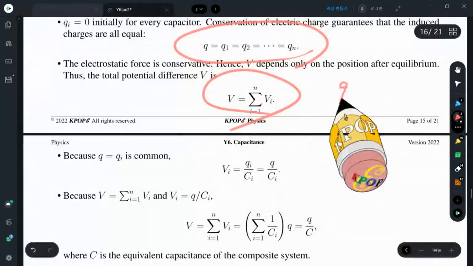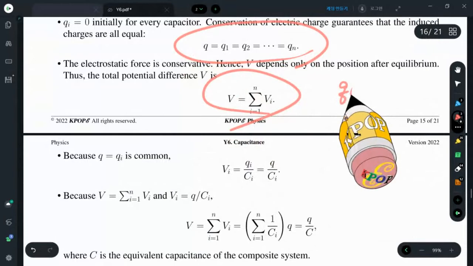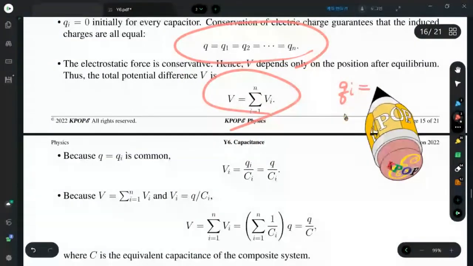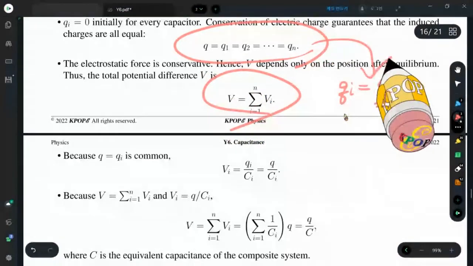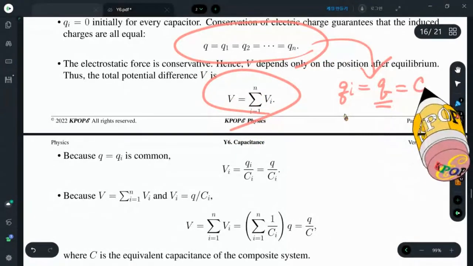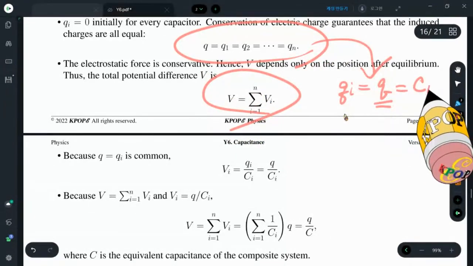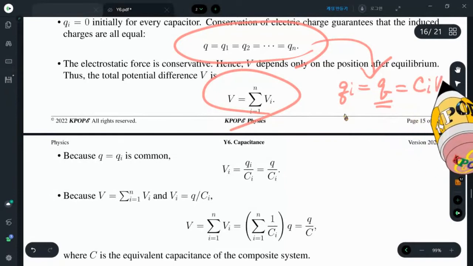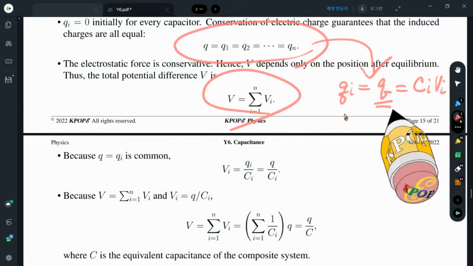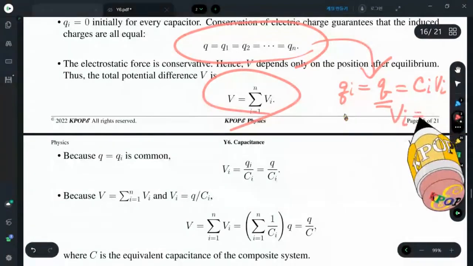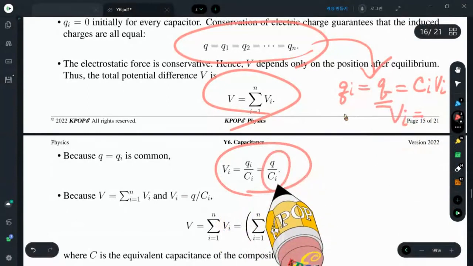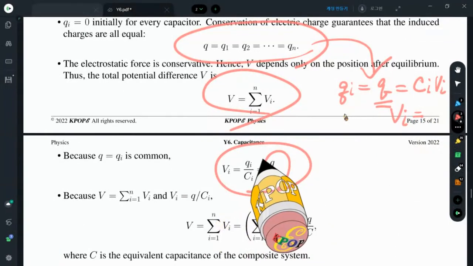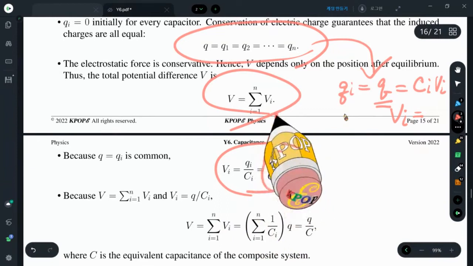Now you have Q. This is the same for every case: Q equals C, something, times voltage. And V is like that, charge divided by capacitance. Substitute this one in here.